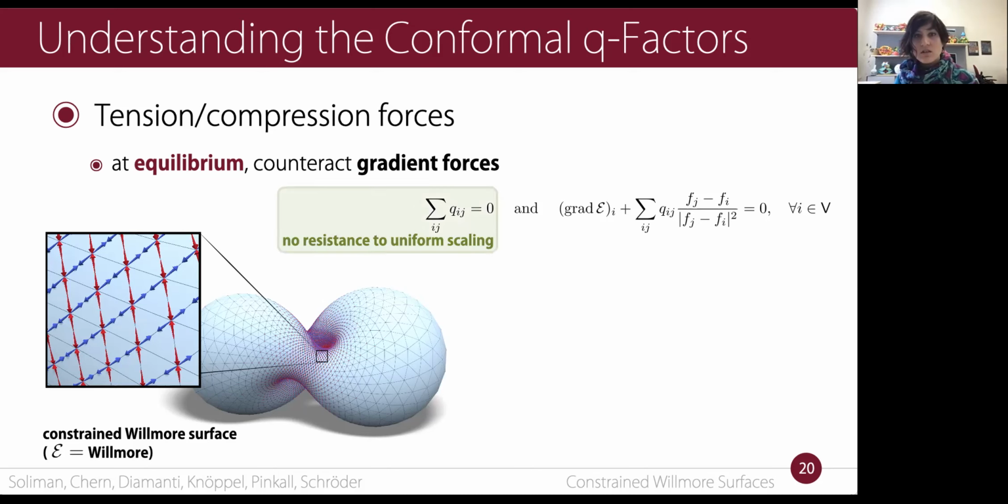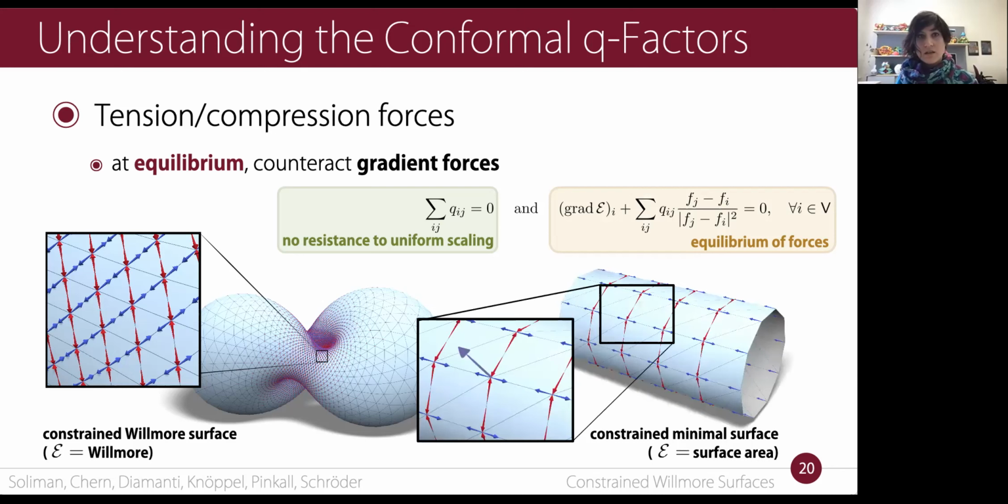So the first condition says that the total energy in shrinking or stretching all the edges around the vertex simultaneously is 0. So at the optimal shape, the material doesn't care about isotropic scaling. And then the second condition says that at the optimal shape, there's an equilibrium of forces. So the edge forces Q that enforce this conformality have to counteract the gradient E force that wants to make the energy smaller. So maybe this is somewhat easier to see in the example on the right.